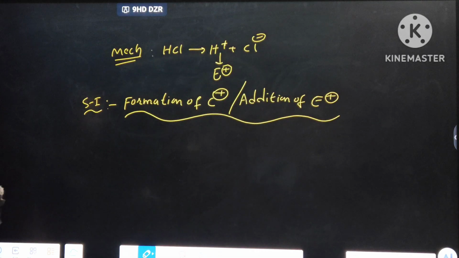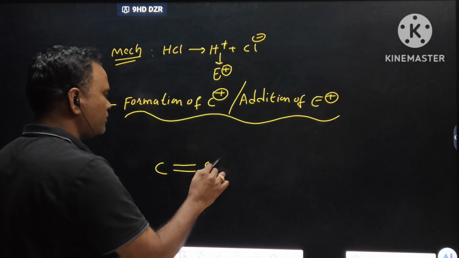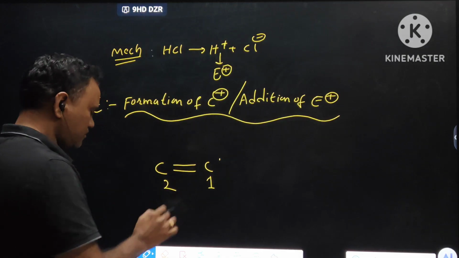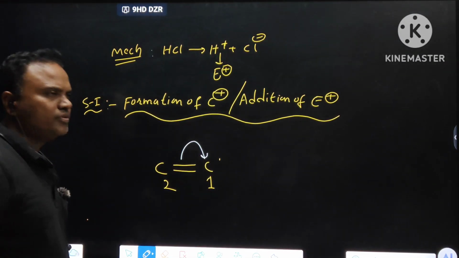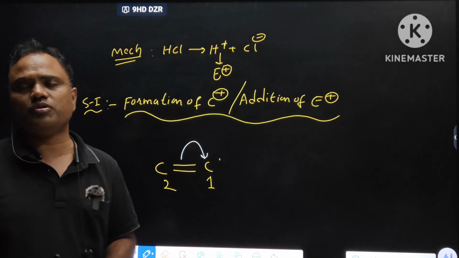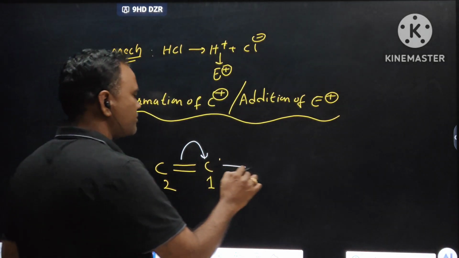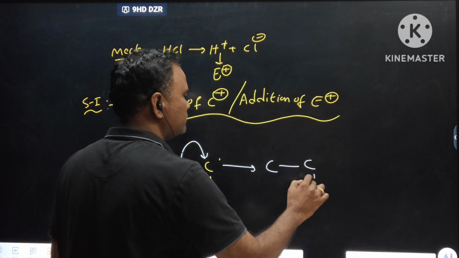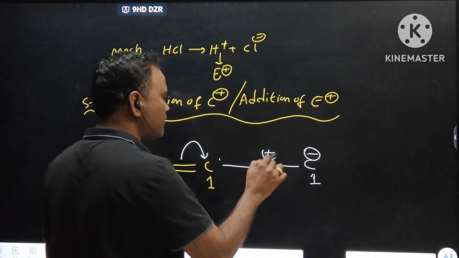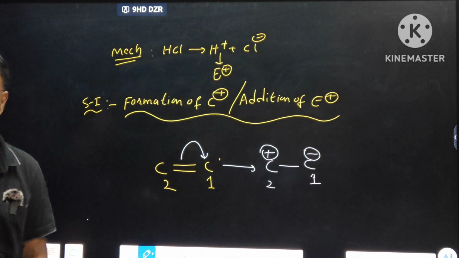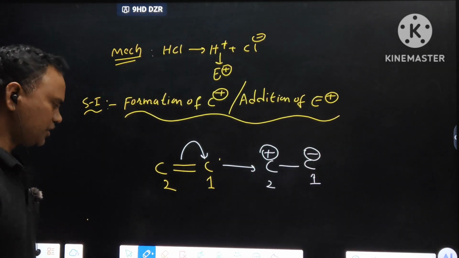Before that, I'll ask you one question. You tell me, if I shift the pi bond towards the first carbon, which charge will it get? Positive or negative charge? First carbon will get negative because you are shifting the bond towards the first carbon. Second carbon will get a positive. Remember this. Okay, simple basic idea.